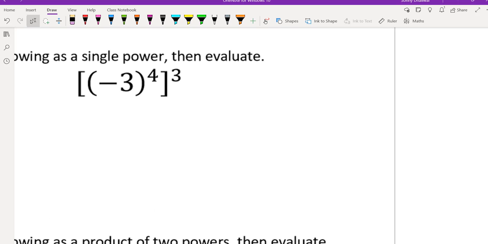So look to the left of the innermost exponent. What is our base? What's our base in this case? Christian? In brackets, -3. Yes, in brackets, -3. Okay, what should our exponent be? 12, thank you. 4 times 3 is 12.